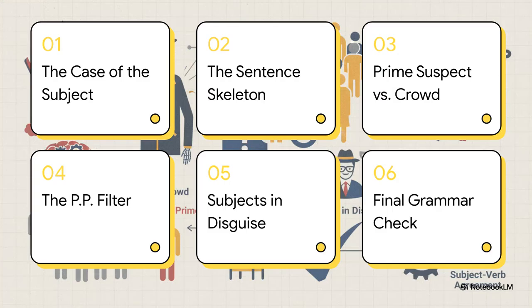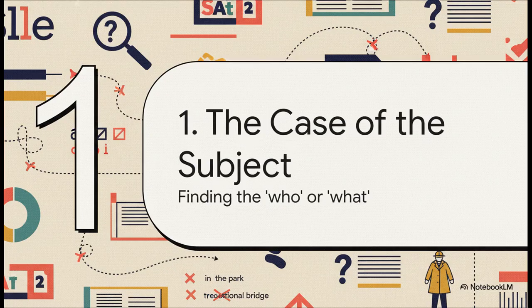So here's the plan. First, we'll identify our target, the subject, and look at what I call the sentence skeleton. Then, we'll learn how to pick our prime suspect out of a crowd. After that, I'm going to show you a secret weapon, the prepositional phrase filter. And finally, we'll look at subjects in disguise and run one last check to make sure we've nailed it. Ready? Let's dive in.